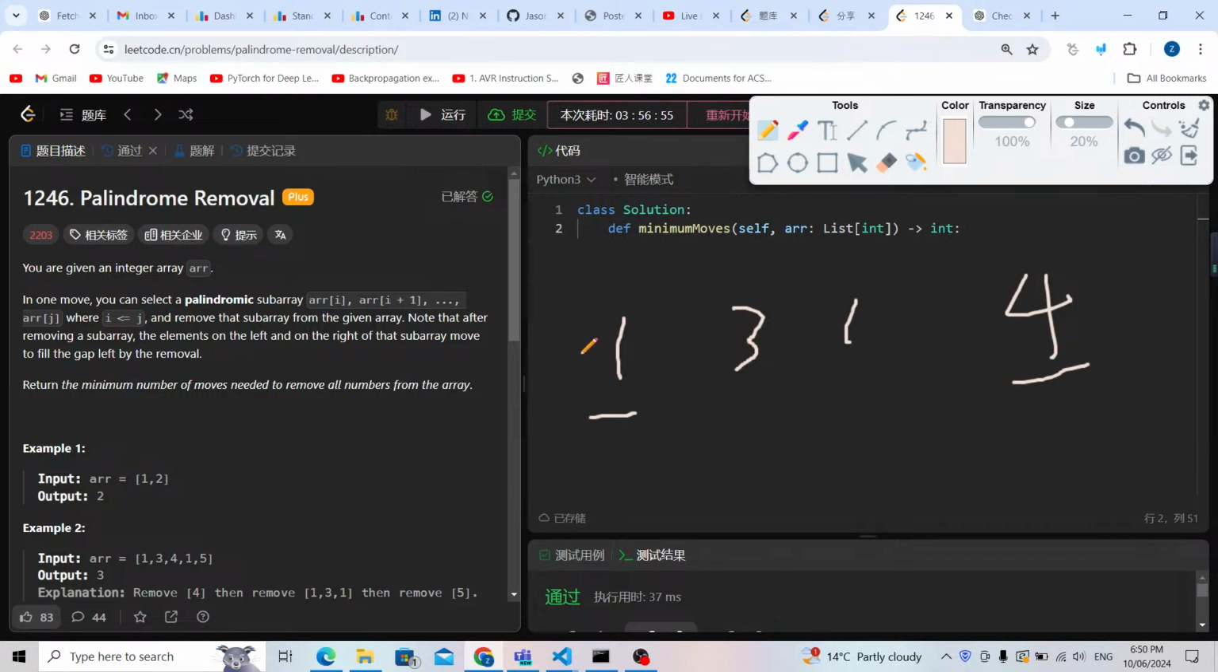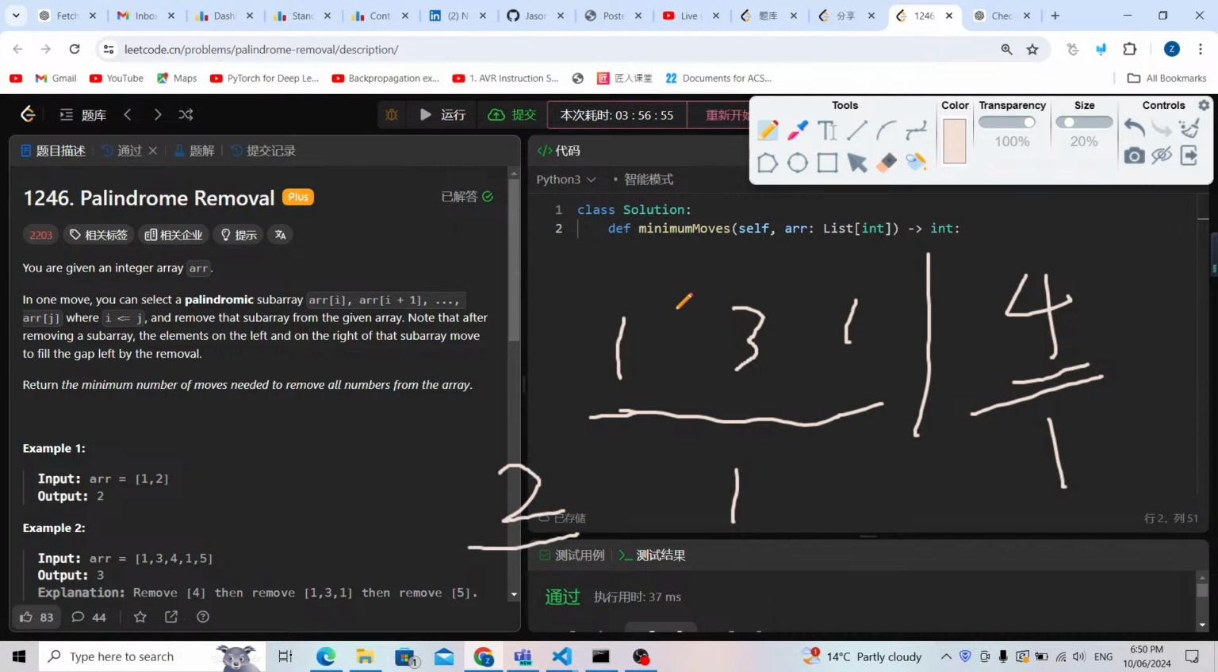4, 1, 3, 1. We remove each number 1 time. But what if we split it from here? This is just 1 time. This 4 is just another 1 time. So it's going to be in total 2 times. So this is not equal. Because the subarray is going to be contiguous, we have to split it into 2 parts like that.